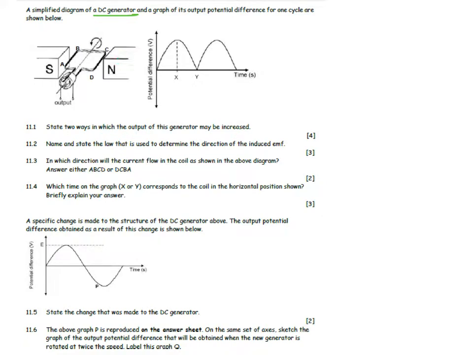State two ways in which the output of this generator could be increased. I could increase the strength of the magnets. I could spin this a little bit faster. I could put more wire onto that coil. I can't put any more current in because I'm trying to get current out, so that can't be one of your answers.